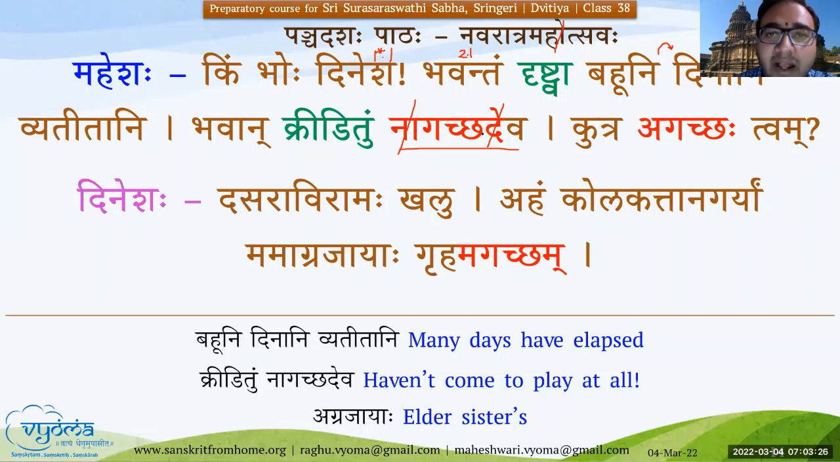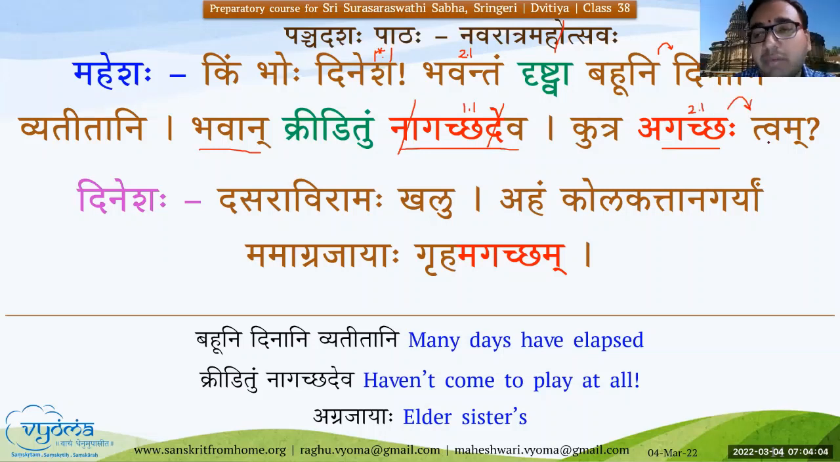So na agachat eva. First is savarna dirgha sandhi and next is jastva sandhi. Agachat, which kriya padam is it? Lang lakara, prathama purusha ekavachana. Very good. Since we are using bhavan, bhavat shabda, we use prathama purusha ekavachana. Now if you see the next sentence, kutra agachahatvam, this is also of the same lakara, same dhatu, but this is madhyama purusha ekavachana.